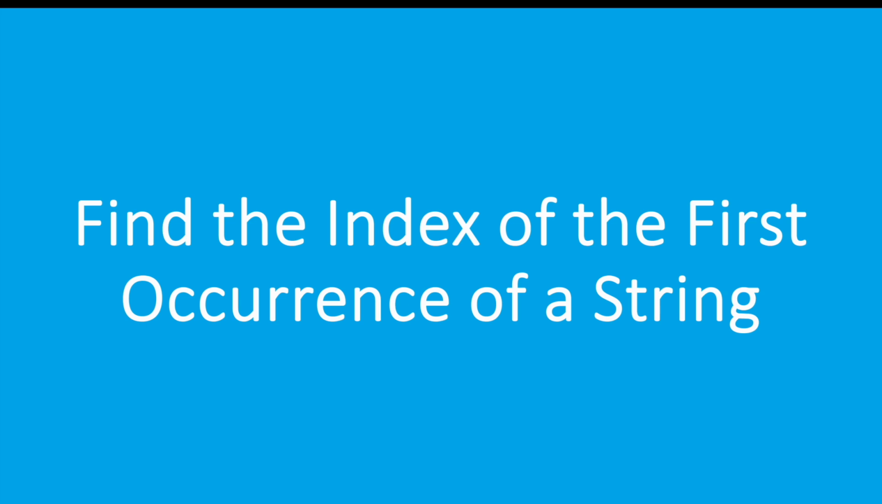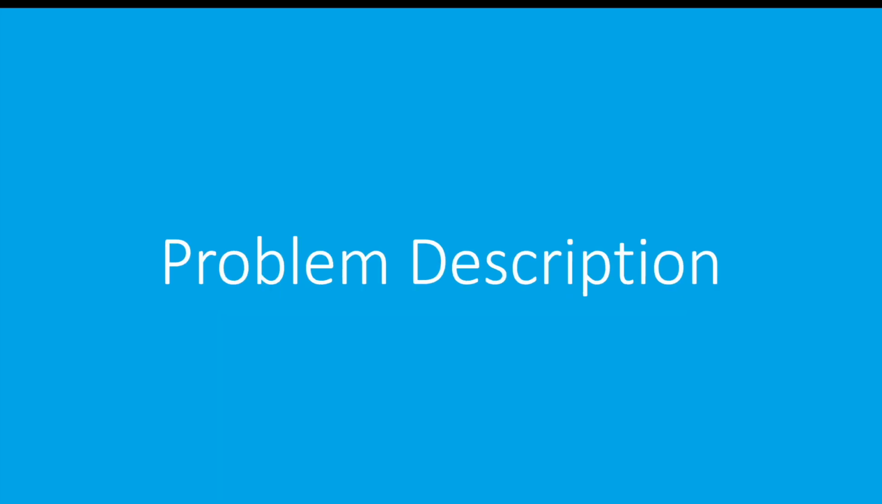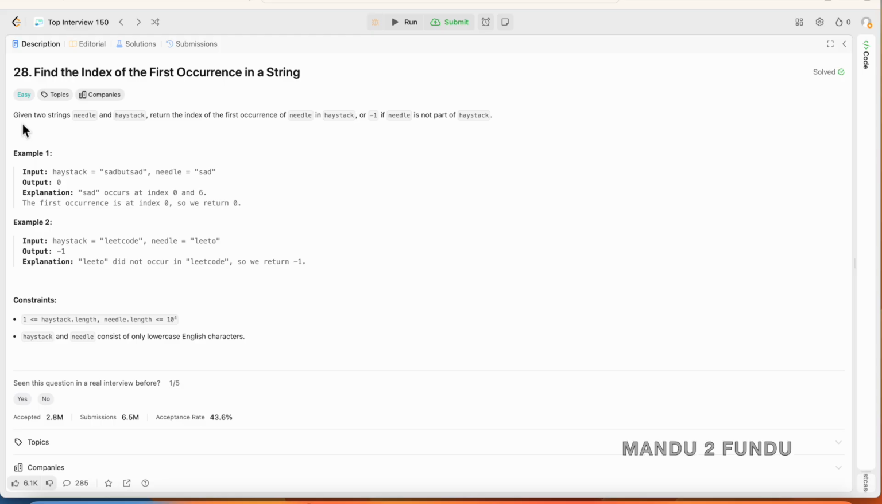In this video, I'm going to discuss the solution for finding the index of the first occurrence of a string. Let's look at the problem description. We are given two strings called needle and haystack, and we have to return the index of the first occurrence of the string needle in the string haystack. If no such substring exists, we have to return -1.